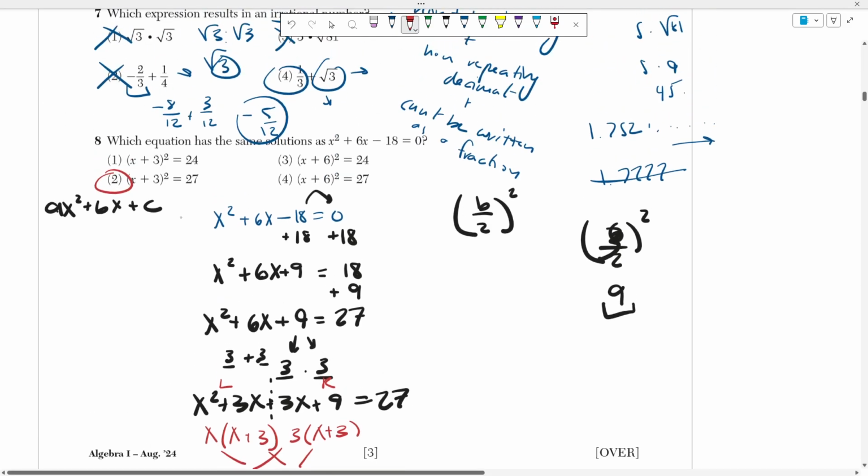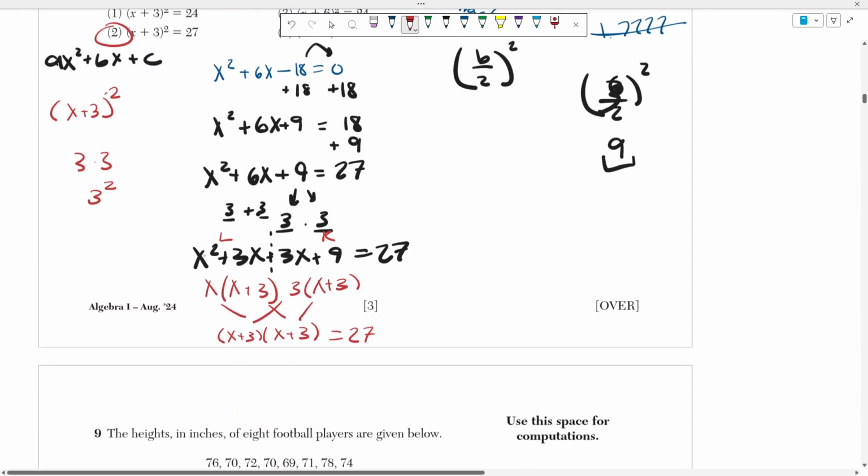choice 2. Now they wrote it as x plus 3 squared, which is legal, right? If you're multiplying the same value by itself, it's the same thing as just squaring it. All right, 3 times 3 is the same thing as 3 squared. So x plus 3 times x plus 3, same thing as saying x plus 3 squared.